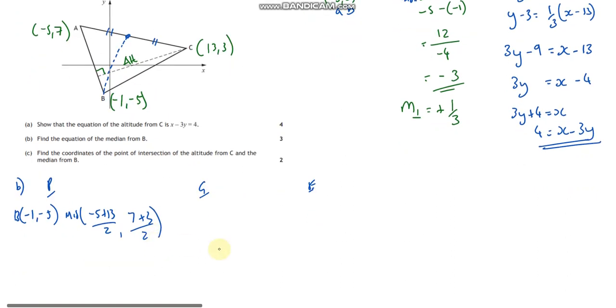So let's have a look. So that's going to be, take away 5, that'll be 8, divided by 2 is 4. So I'm going to have 4 and 5. Very nice. And again, you can just double check to see if that makes sense.